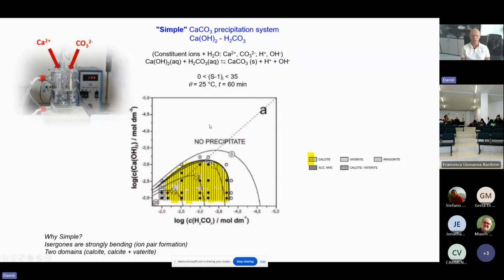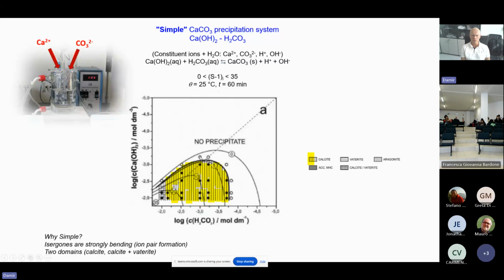The precipitation domain which was investigated here was relatively wide. We started with 10 to the minus 4 molar solutions, and we finished with a much higher concentration. So the supersaturation range changed from 35 down to 0. The temperature of investigation of this system was 25 degrees, and we analyzed the samples after 60 minutes.